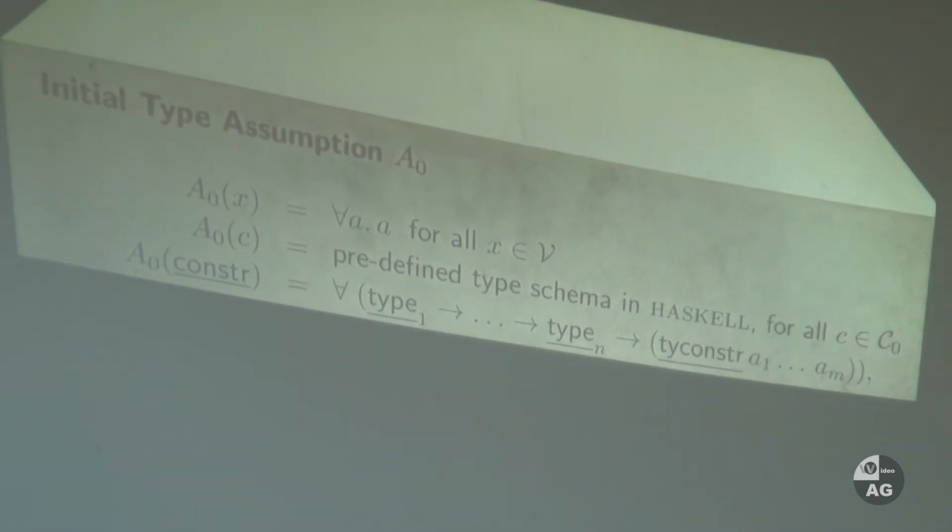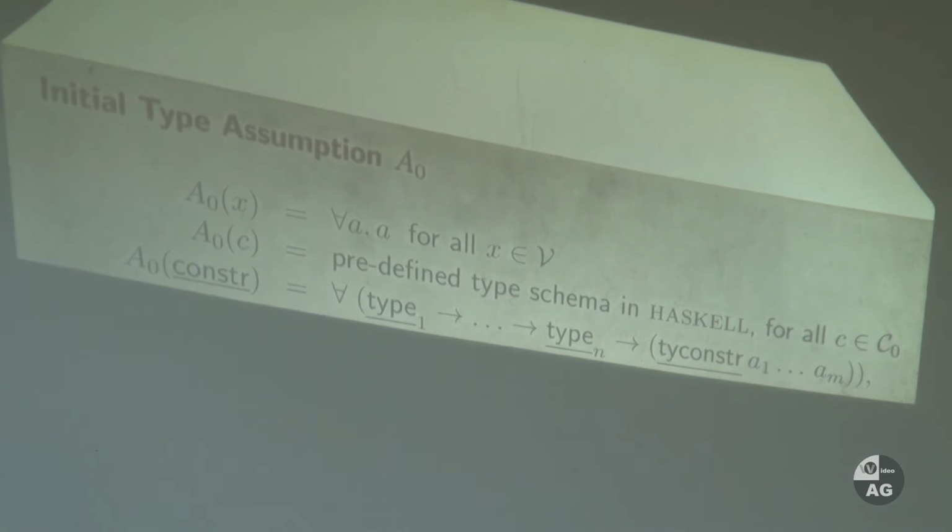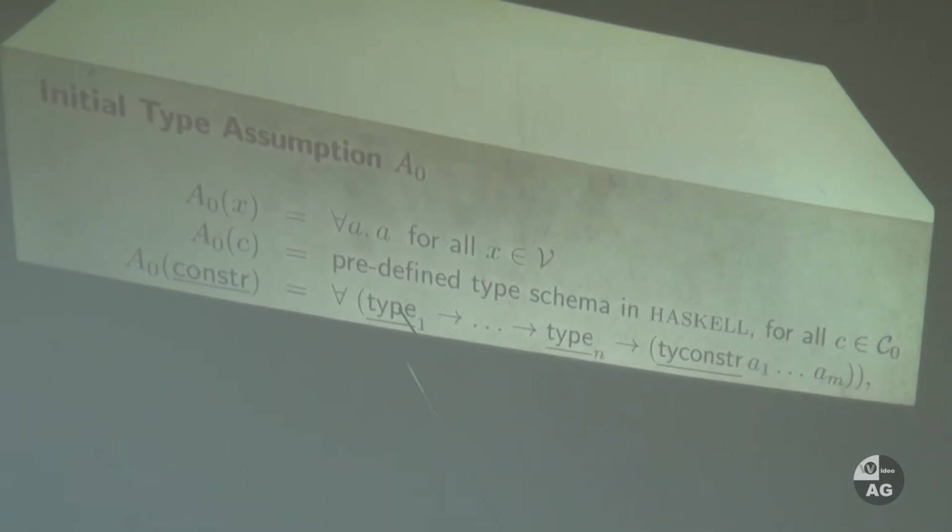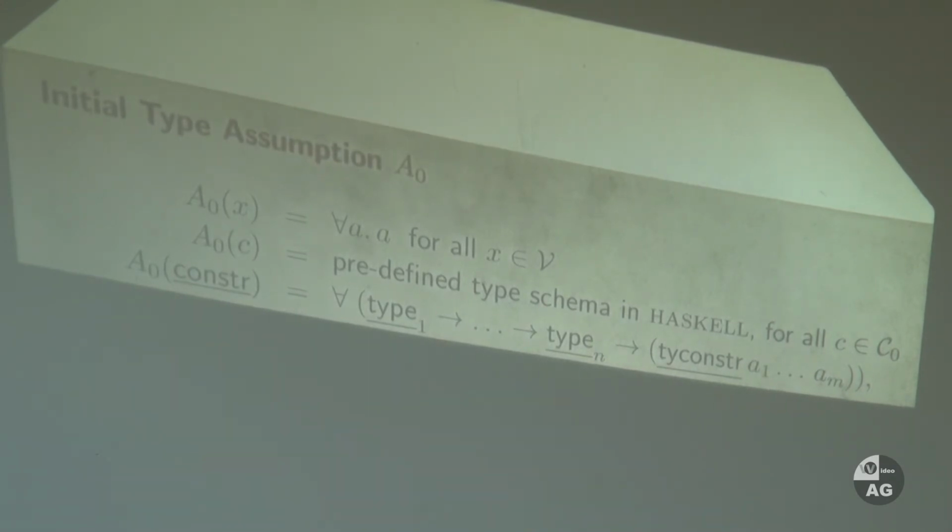So the initial type schema for such a data constructor would indeed be the following type schema. You take arguments from type 1 to type n, and this is the result. And all the type variables that occur here, namely A1 to Am, they have to be universally quantified. And now I use this short notation where I just write the quantifier in front and no variables, and that means bind all the variables, quantify over all the variables.